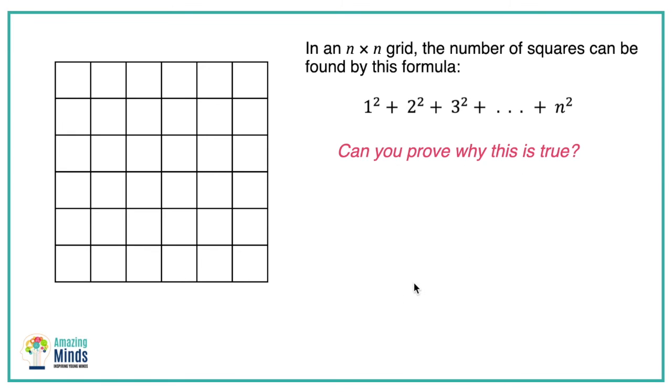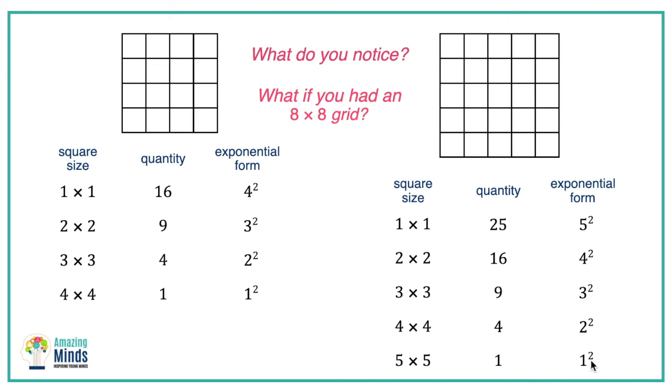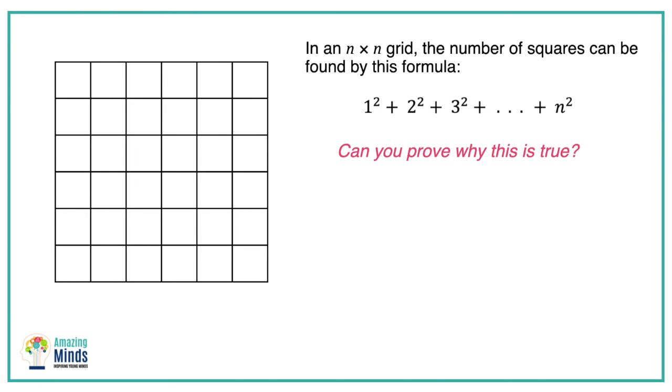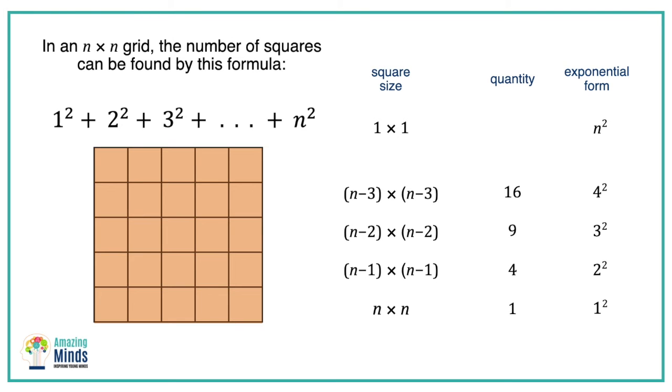But why is that true? So even if they see that pattern here, 1 squared, 2 squared, 3 squared, 4 squared, but why? Why is that true? Have them really think about the relationship between n and the size of the squares and the number of that size. So let's think about it. In an n by n square, you have one large square that's the size of that square.